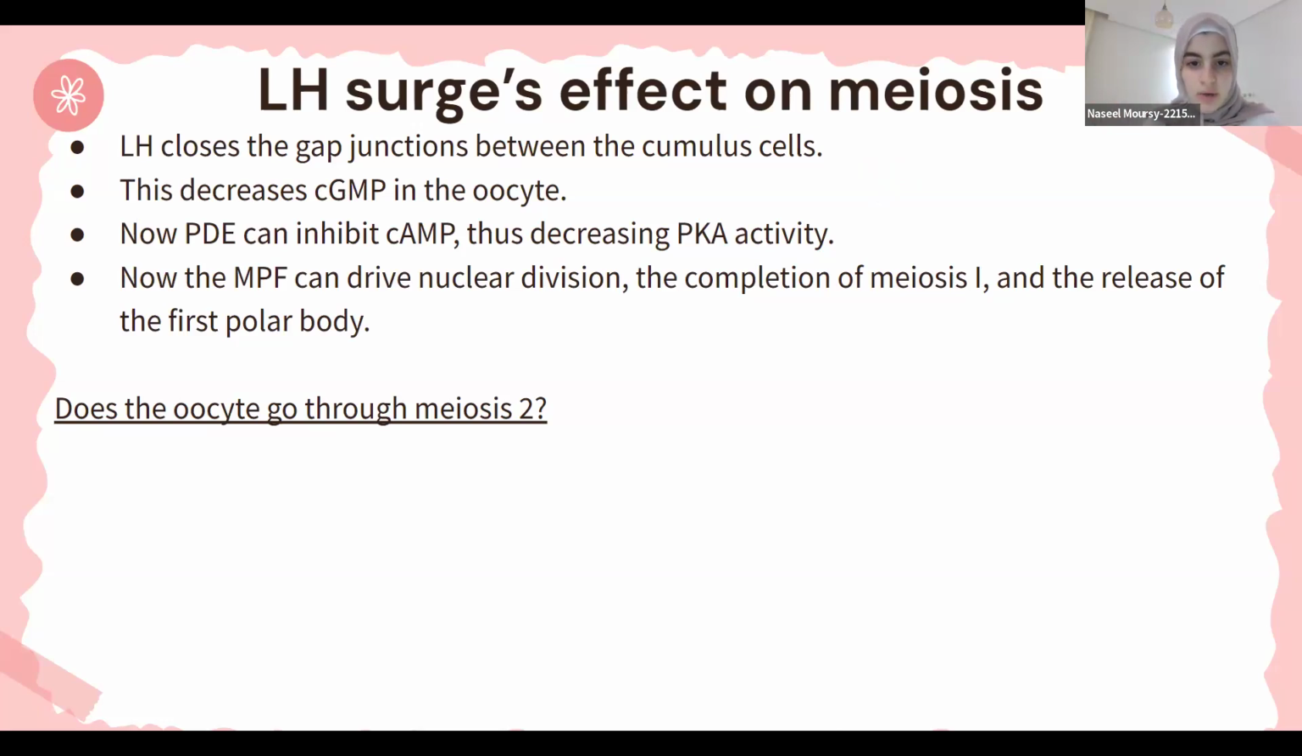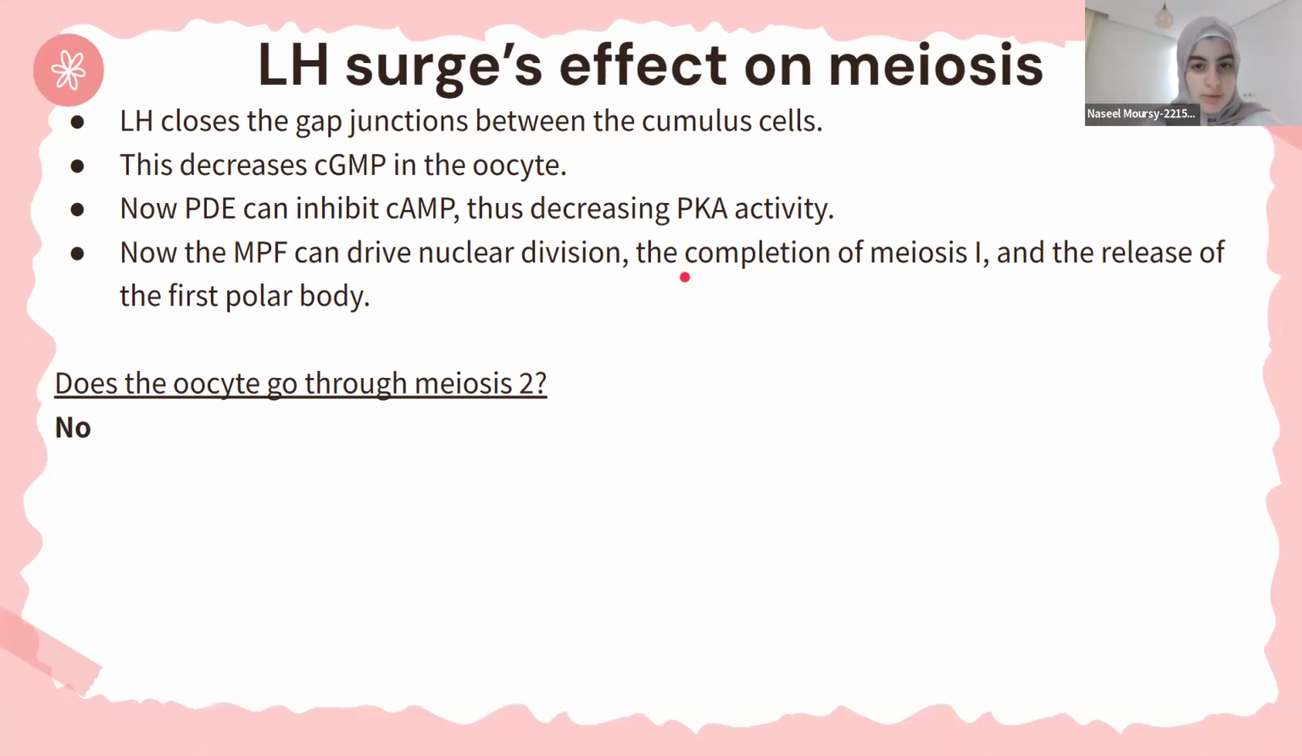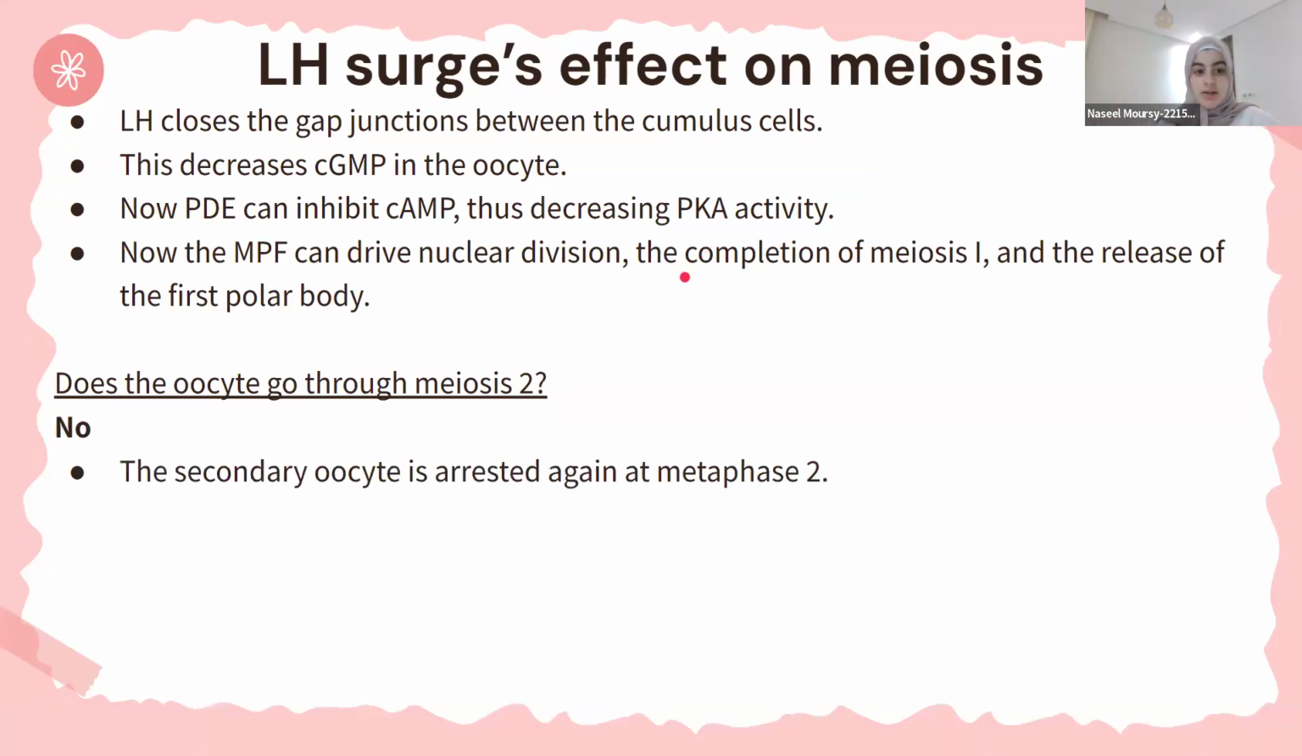Okay, I'll help you guys out. So the answer is a no. Okay, you don't get that happening. Why? It gets arrested again. Okay, so the secondary oocyte is arrested again at metaphase 2. Okay, why does that happen? Does that happen because of the cyclic AMP and the cyclic GMP thing again? No, it's not because of that. It's because of something else called MAP kinase. Okay, and this MAP kinase inhibits the cell from continuing meiosis. So this happens by MAP kinase and not cyclic GMP.